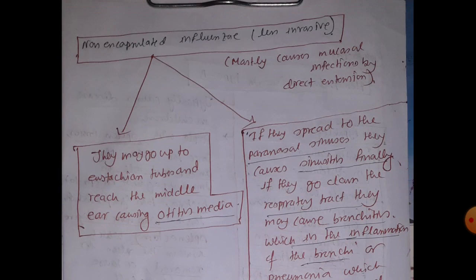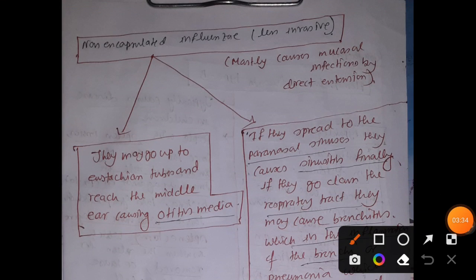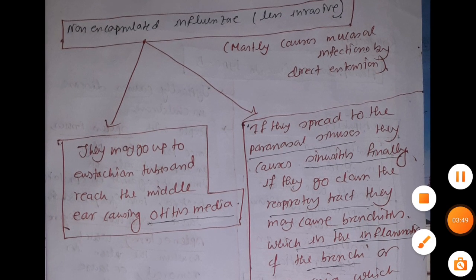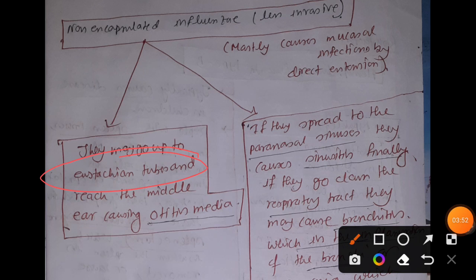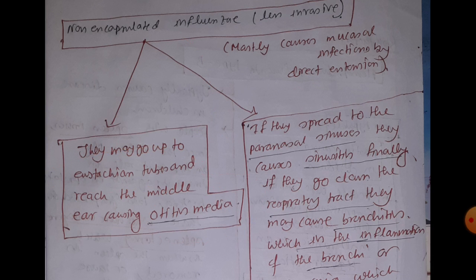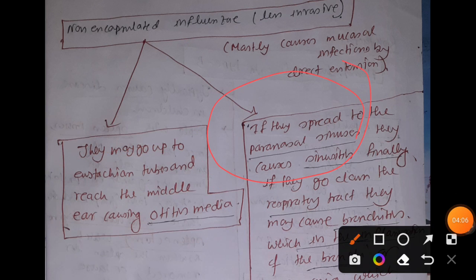So now it's time for the non-encapsulated strain. As it lacks the capsule, it does not have the ability to cause more invasive disease. It causes only mucosal infection by direct extension. They may reach the eustachian tube, then reach the middle ear and cause otitis media. That is the important condition caused by non-encapsulated influenzae. It can also transfer to the paranasal sinus, where it causes sinusitis.